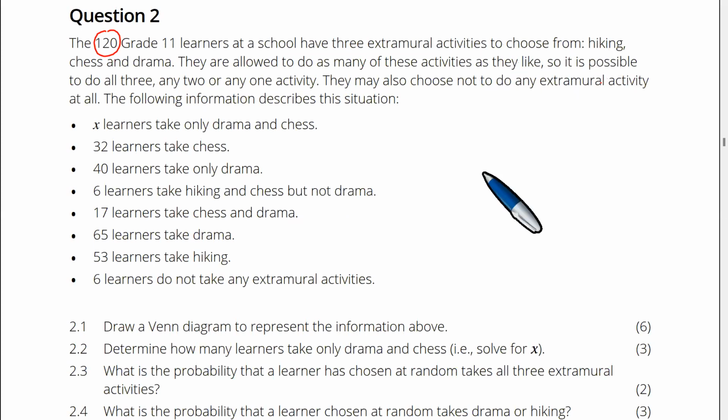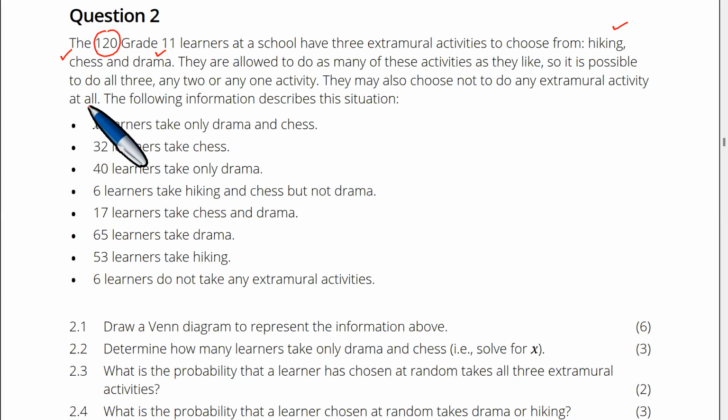They can either do hiking, or they can do chess, or they can do drama. Okay, so they're allowed to do as many of these activities as they like. So it is possible to do all 3, any 2 or any 1 activity. They may also choose not to do any extramural activity at all. The following information describes this situation.